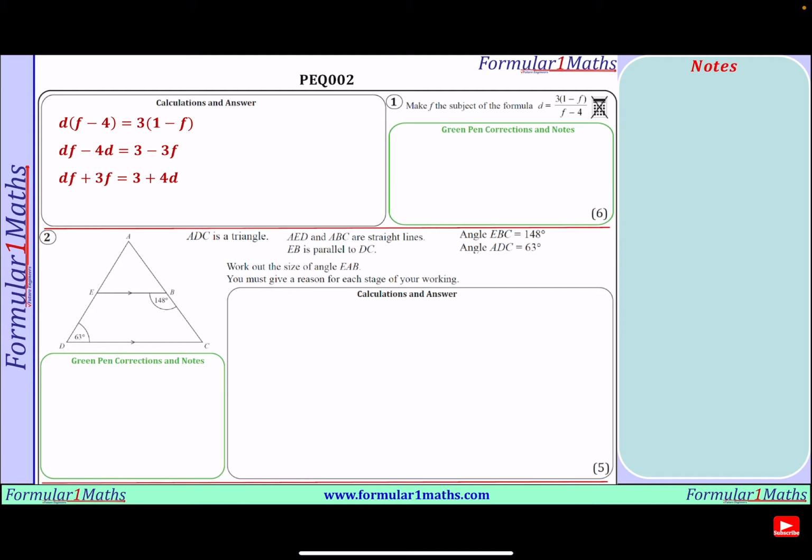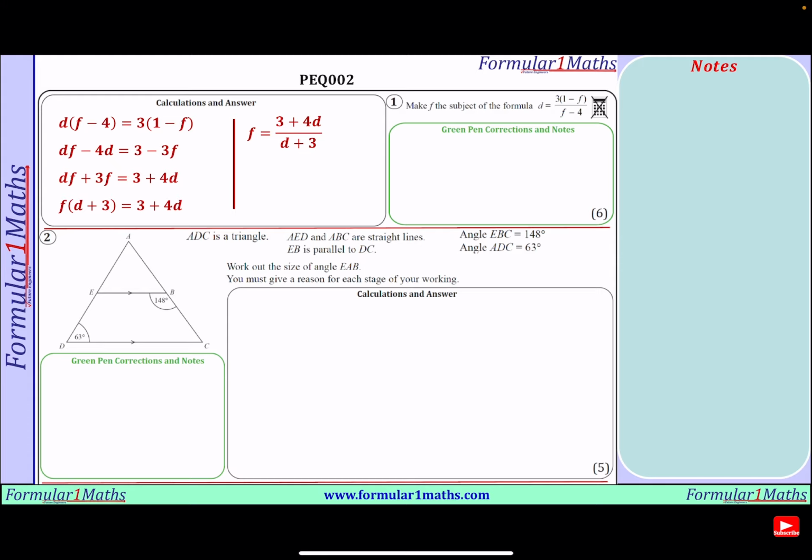Because we want f to be the subject, we need to factorize the f out of the brackets to get this. And then we need to move the d plus 3 to that side of the equation so that the f can be by itself on one side. So if you do that, you're going to get this. And this is the final answer for question 1.